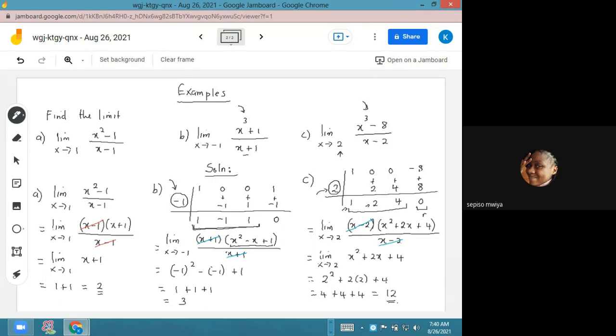All right, thank you. Now, sir, what about if I use this method? Because x cubed minus 8, I just say x minus 2, open bracket and close, multiplied by x plus 2 squared, the bracket. But it doesn't give us x squared plus 2x plus 4. It will give us x squared plus 4x plus 4.